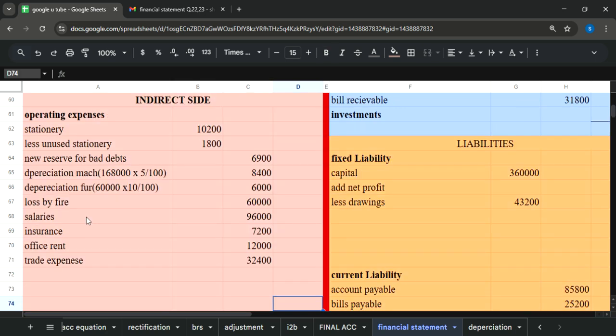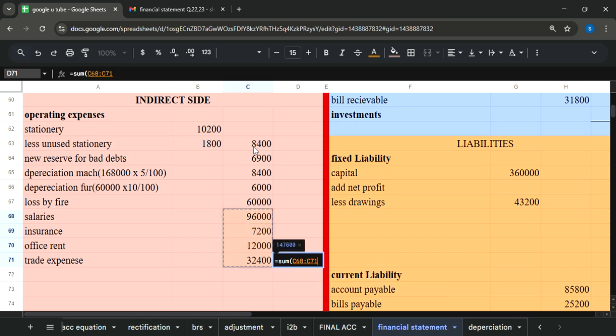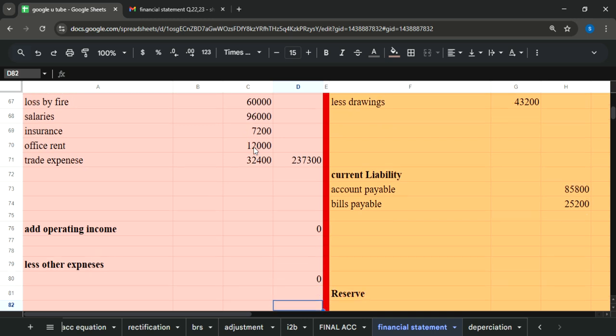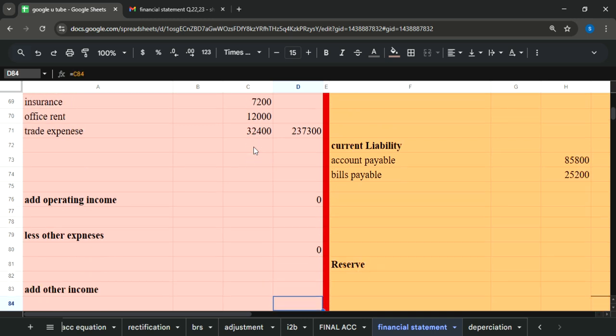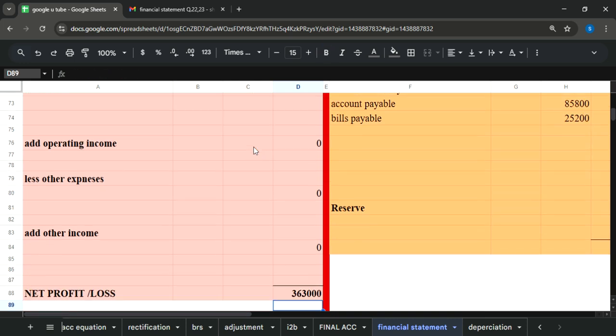Let's get back to our lower part. We need to get the final amount of stationery. 10,000 was total, 1800 unused, remaining amount is basically stationery used. So here we will take the sum of all operating expenses. First part is completed. Now second part: operating income not present, 0; other expenses not present, 0; other income not present, 0. So it means we do have only one sort of expense, which is operating.